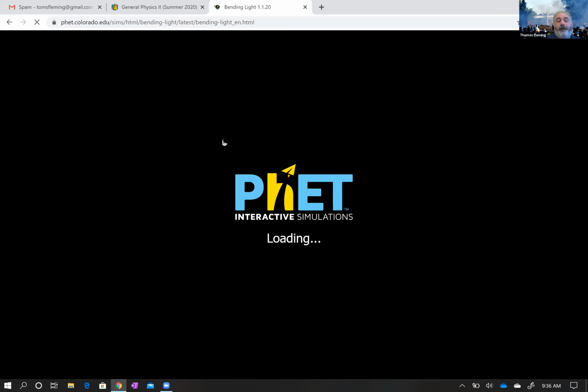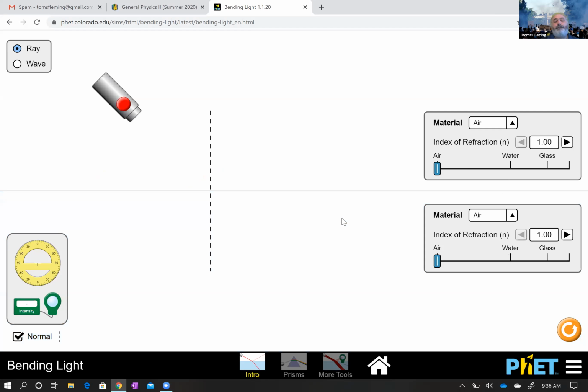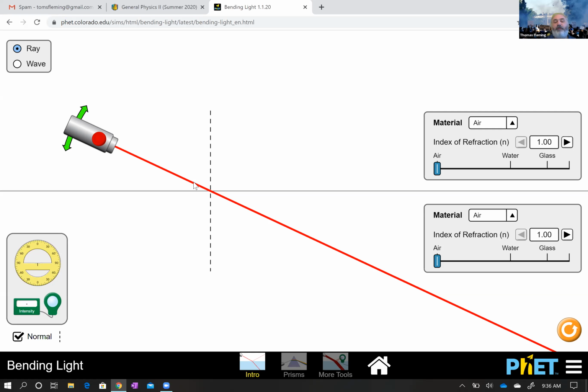What I have in this simulation is a laser that I can turn on, and it fires out a little red beam. This laser is what we call a ray of light, and I can move it around and shine it in different directions, all kinds of cool things I can do with this little laser. Now, when we model a ray of light, we treat it as simply a beam that travels in a straight line until something makes that beam bend or bounce off of something.